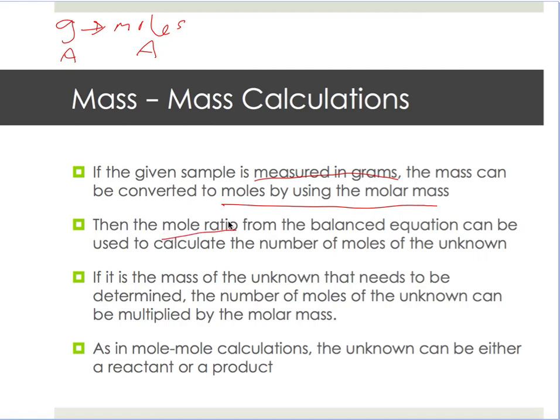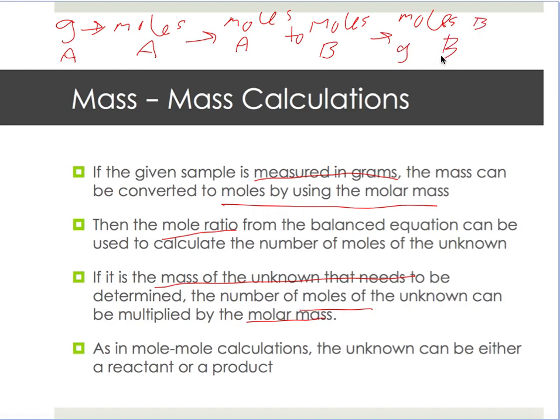Then we have to use our mole ratio so we can go to a different substance. So we go grams to moles of A, and we go moles of A to moles of B. And then last but not least, it's the mass that needs to be determined. We can go from moles to grams by using the molar mass. So we go moles of B to grams of B. So: grams of A to moles of A, moles of A to moles of B, and moles of B to grams of B.